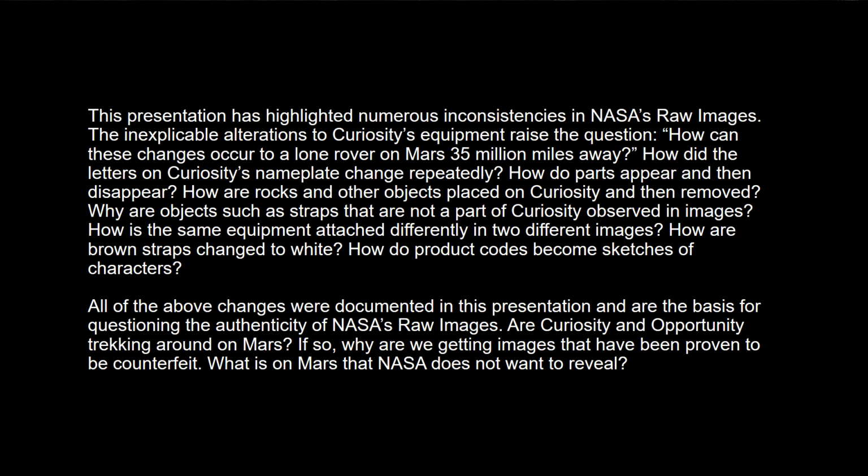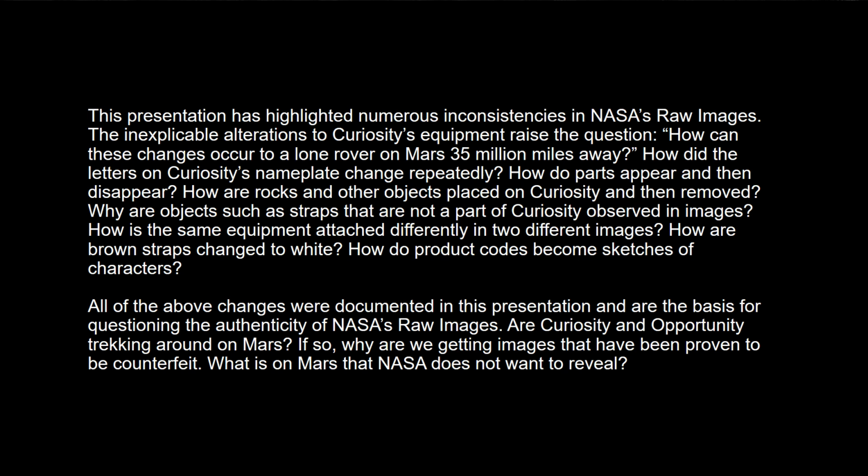This presentation has highlighted numerous inconsistencies in NASA's raw images. The inexplicable alterations to Curiosity's equipment raise the question, how can these changes occur to a lone rover on Mars 35 million miles away? How did the letters on Curiosity's nameplate change repeatedly? How do parts appear and then disappear? How are rocks and other objects placed on Curiosity and then removed?